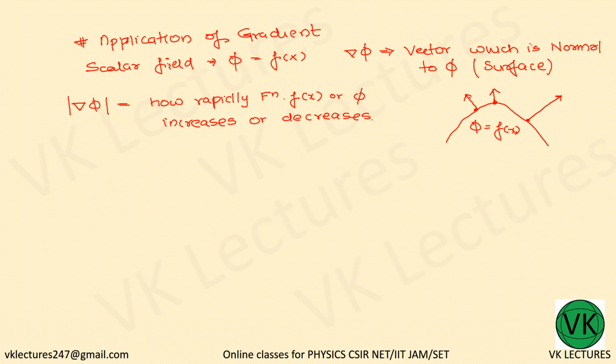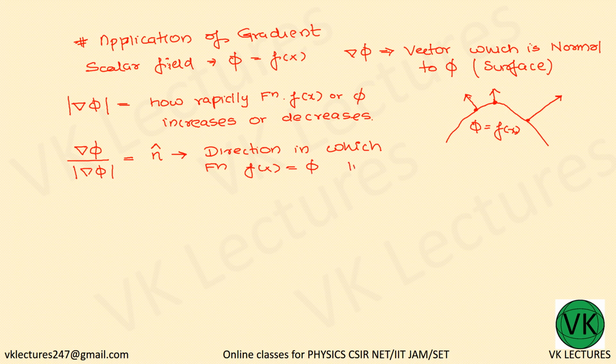You can also write this as del phi divided by the magnitude of del phi. This gives you a unit vector n cap, which is the direction in which the function increases or decreases rapidly. This is the unit vector defined as the direction in which the function f of x, or phi, increases or decreases.